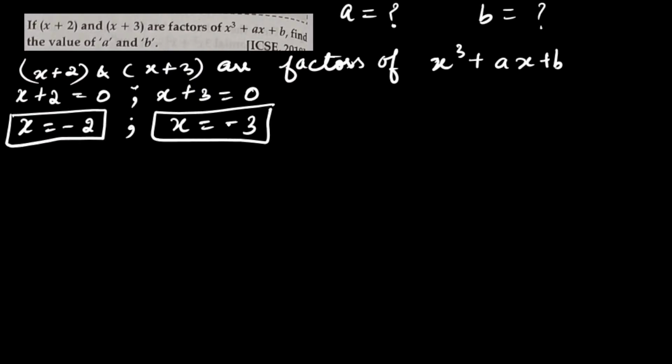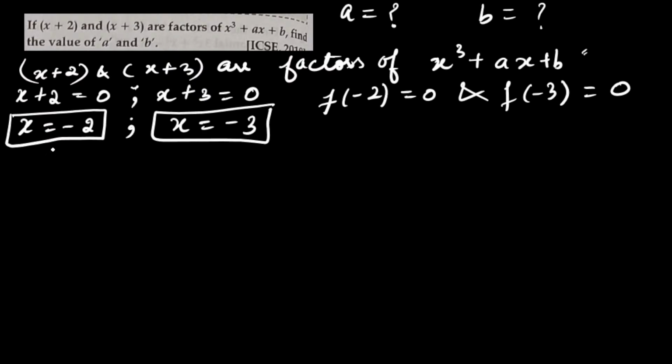Now what we will do, because these are the factors. Remember one thing, whenever from factors we are substituting the value of x, the remainder will be 0. What does it mean? It means f of -2 is equals to 0 and f of -3 is equals to 0. Whenever I am substituting the value of x as -2 and -3 in this polynomial, the remainder will be 0, because these are the factors.